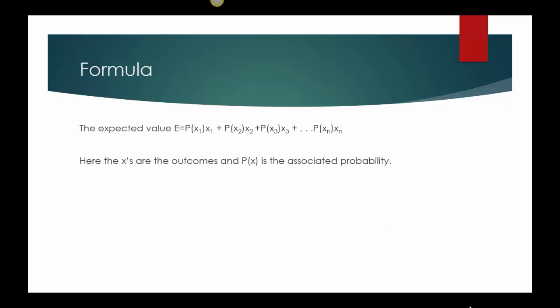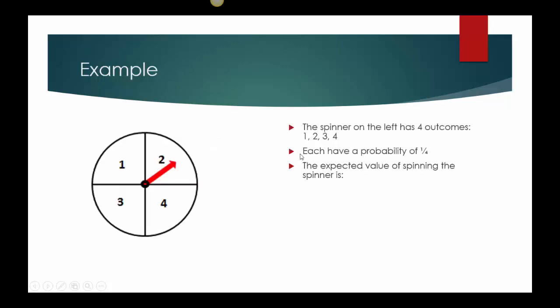To find the expected value, which we use the letter E to represent, we're going to take each individual probability and multiply it by the outcome. So here the X's represent the outcome and the P's represent the probability of the outcome. For each outcome, I multiply by its probability. Depending on how many I have is how many things I need to add together.